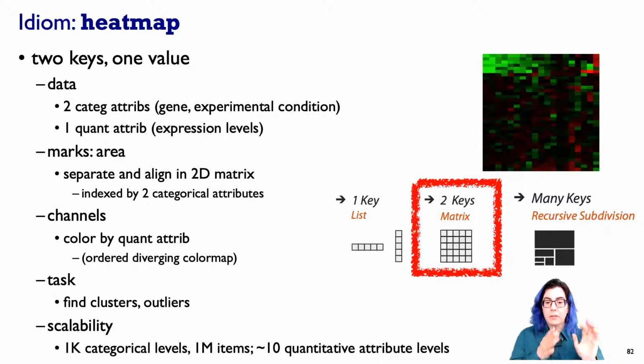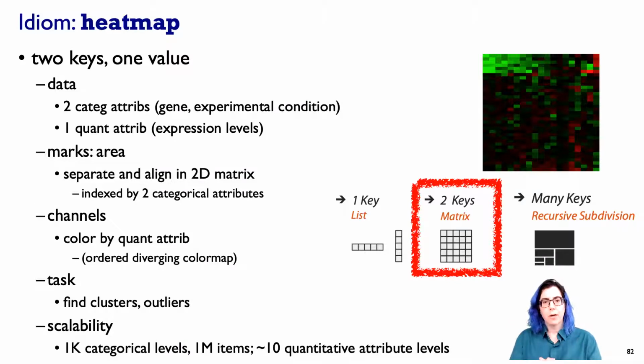Okay, we've talked a little bit about one key. Let's now move on to what happens when you have two keys in a matrix layout. So here's an example of a heat map. What have we got here? We're basically encoding information through color saturation. So here we've got two keys and one value.